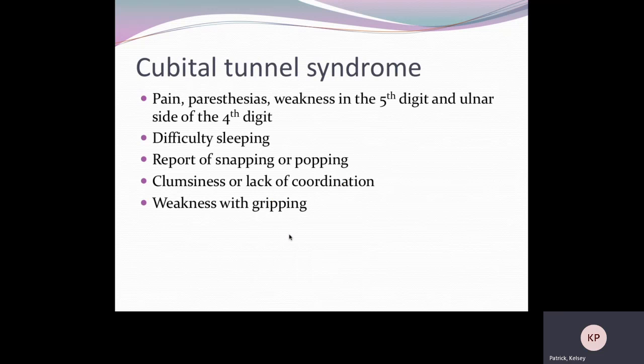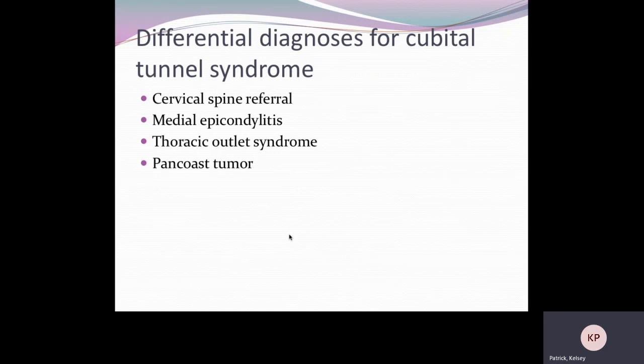Cubital tunnel syndrome typically presents as pain, paresthesias, and weakness in the ulnar side of the fourth and fifth digit. They report difficulty sleeping, snapping or popping, clumsiness or lack of coordination, and weakness with gripping. The main differential diagnoses for cubital tunnel syndrome are listed.